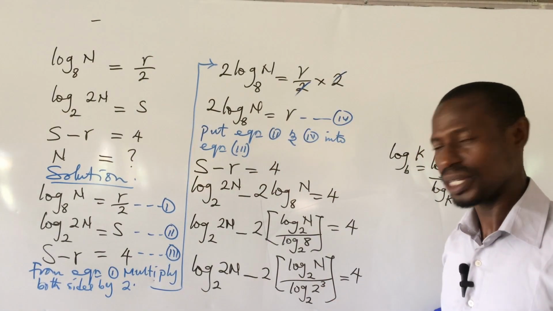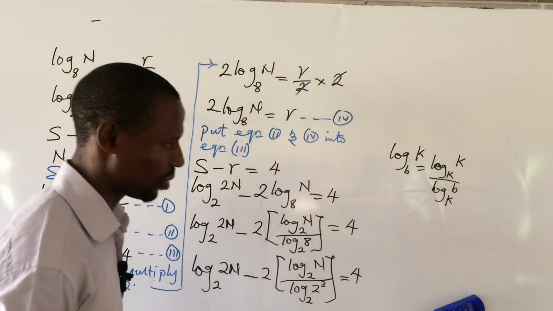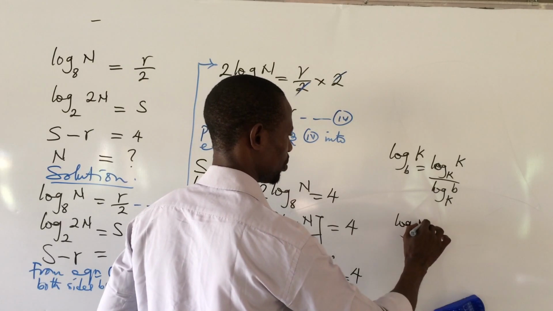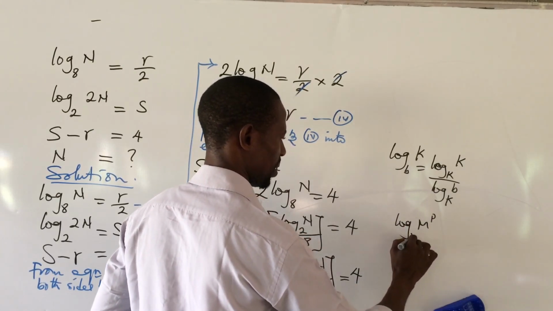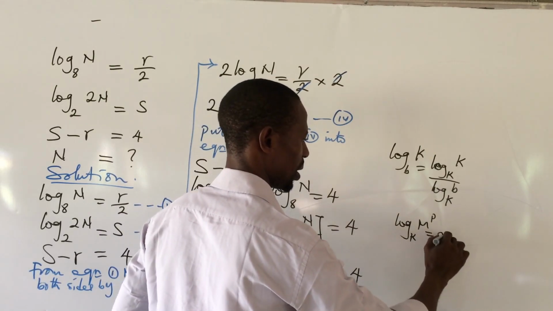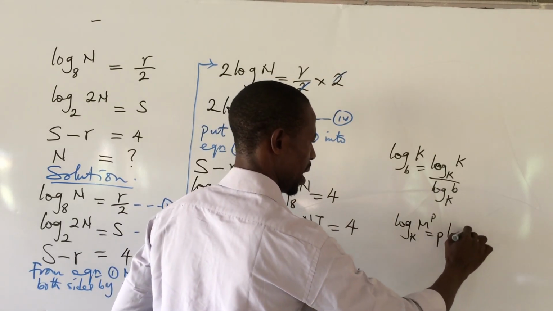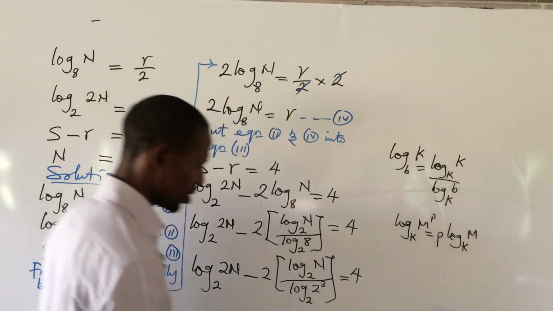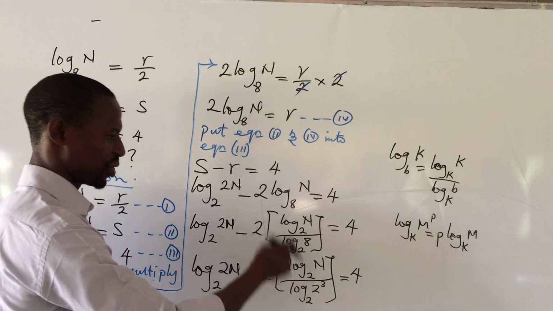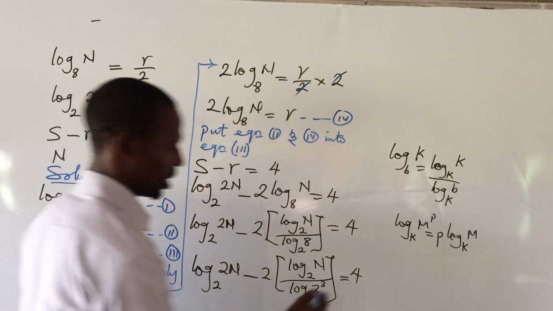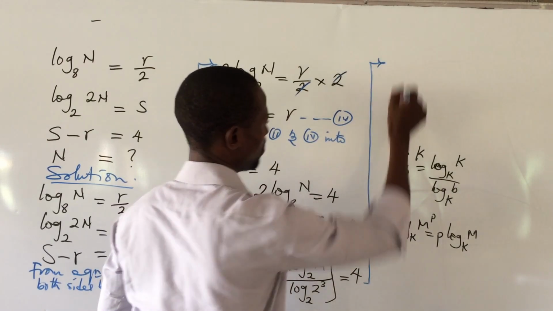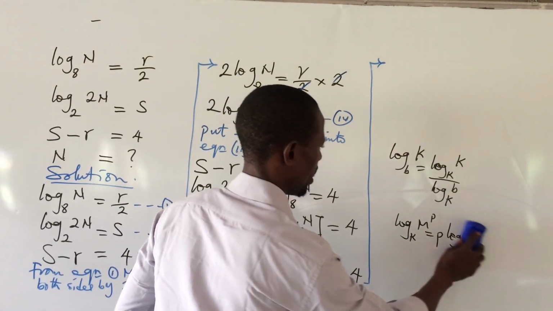And there's also another law in logarithm, which is called the power law. What does it say? It says that if you have log m to the power of p base k, bring this power back. So this will now give you p log m base k. So if we apply that here, we have to move this 3 backward. And so this expression in turn becomes, so let's proceed from here.